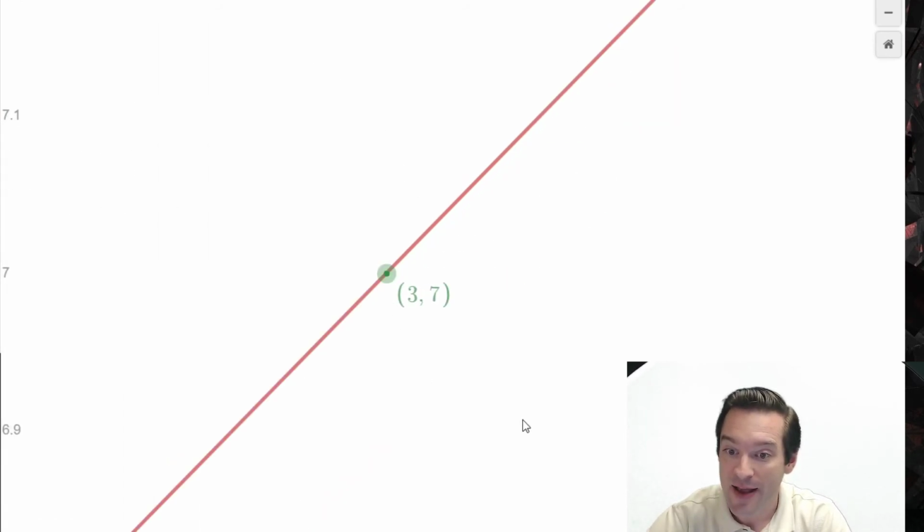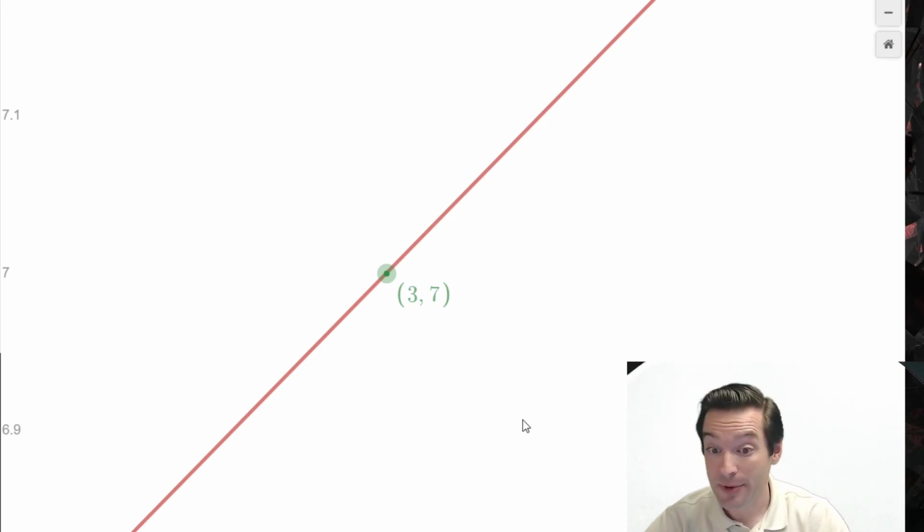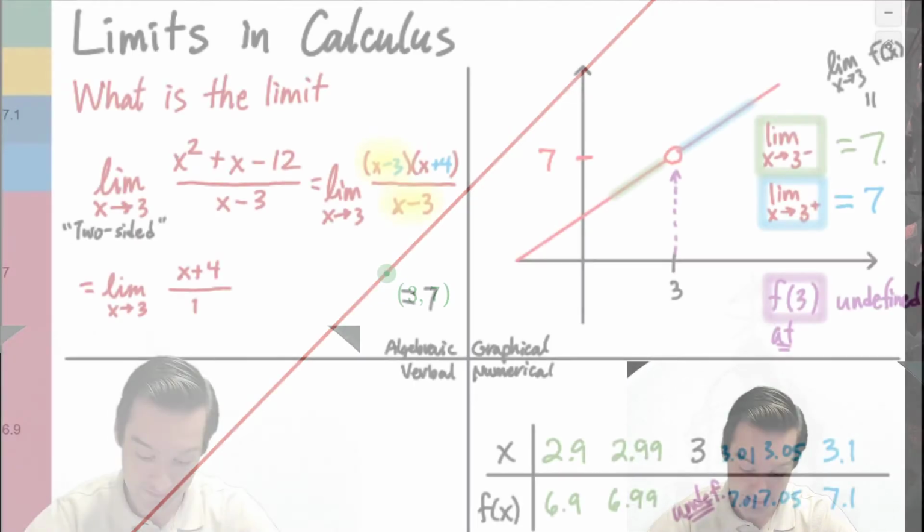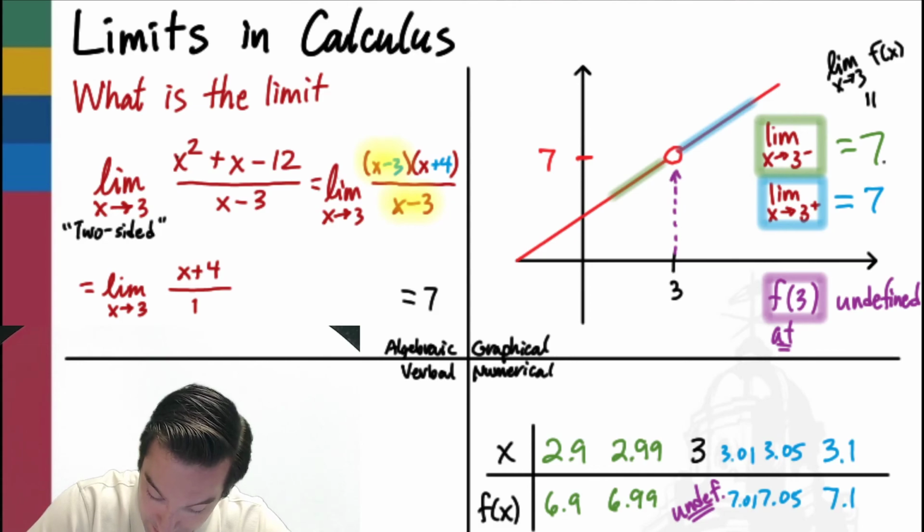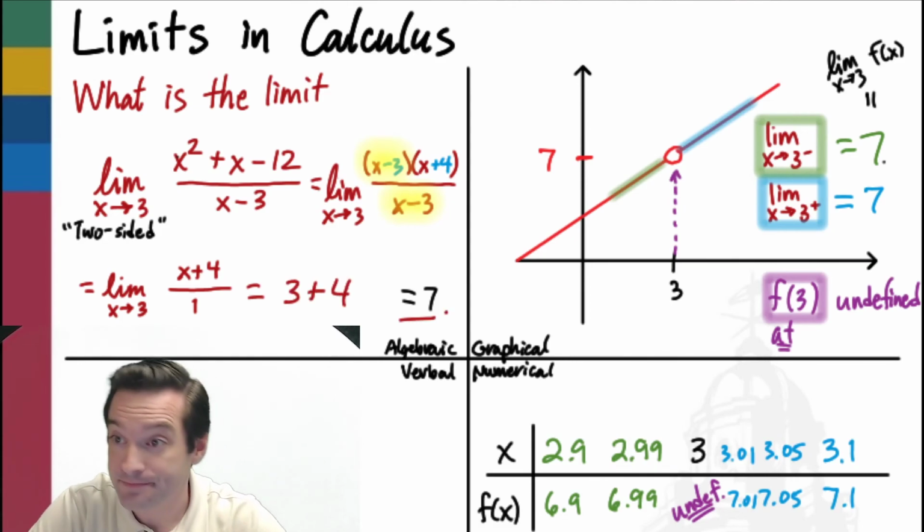And I can evaluate that straight line when x is equal to 3 just by plugging a 3 into the expression x plus 4 for x. And 3 plus 4 is equal to 7. So that's where my 7 came from. 3 plus 4 equals 7.